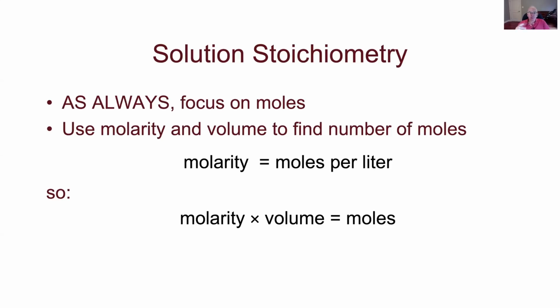So my beginning step is always to take stuff I know and turn it into moles. If one of the things I know is the molarity and volume of a solution, then molarity times volume gives me moles. That's my alternate pathway to moles for something that is in solution. If it's not in solution, if it's something we know the mass of, then we just do mass divided by molar mass and we get moles that way.